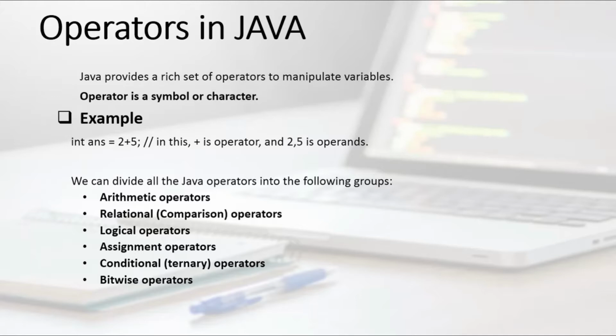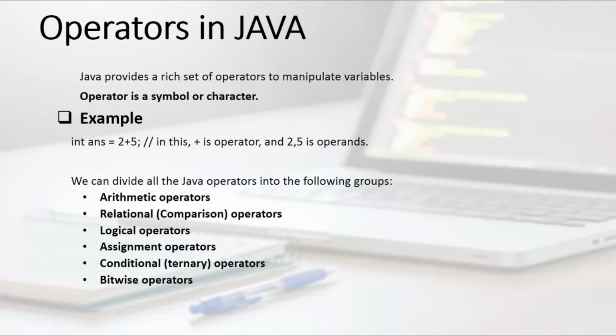For example, suppose int ans is equal to 2 plus 5. It means I have defined a variable ans with the data type int, which is going to store the value 2 plus 5. In this, plus is the operator and 2 and 5 are the operands. An operator that takes one operand is called a unary operator, like a is equal to minus 5. An operator that takes two operands is known as a binary operator. For example, a is equal to 5 plus 9.